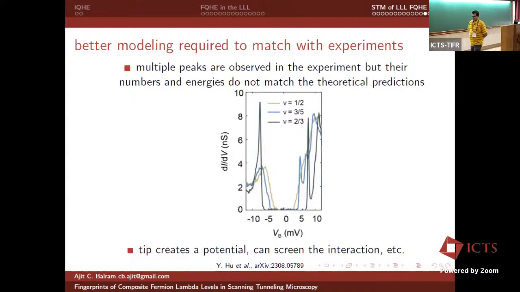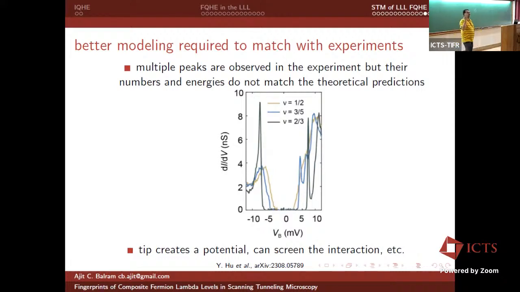So what about finally the signal comparison against experiment? In experiments, it is indeed true that multiple peaks are seen, but their numbers and energies do not match our theoretical prediction. The case to compare against is 2/3 on the particle side, which is like the opposite of 1/3 hole. There we can see one very clear peak, but another peak also shows up. That is missing in our theory.